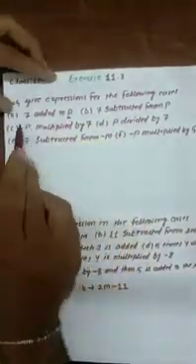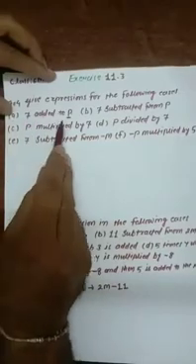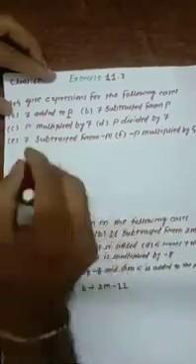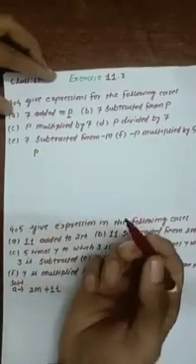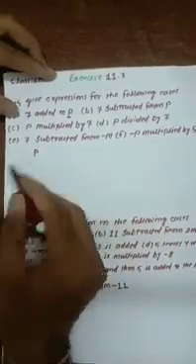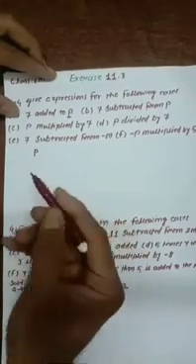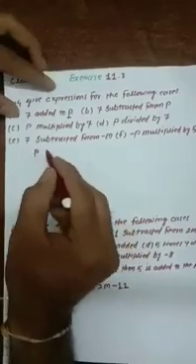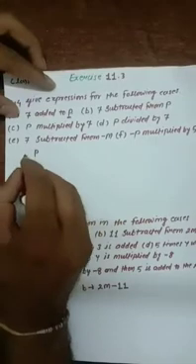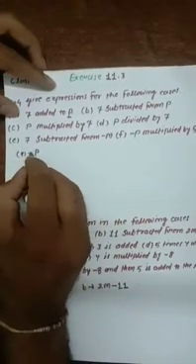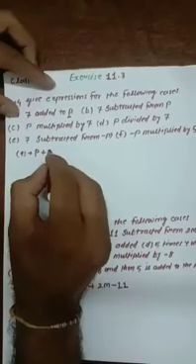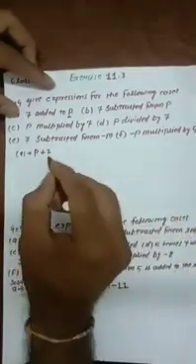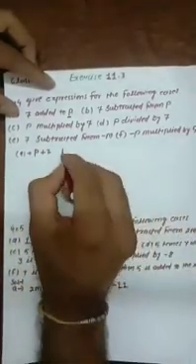In the first one it says 7 added to p. That means p is a variable. It has some value, we don't know right now, but we have to add 7 to p. So for part a, our expression will be p plus 7. Now come to the next one.